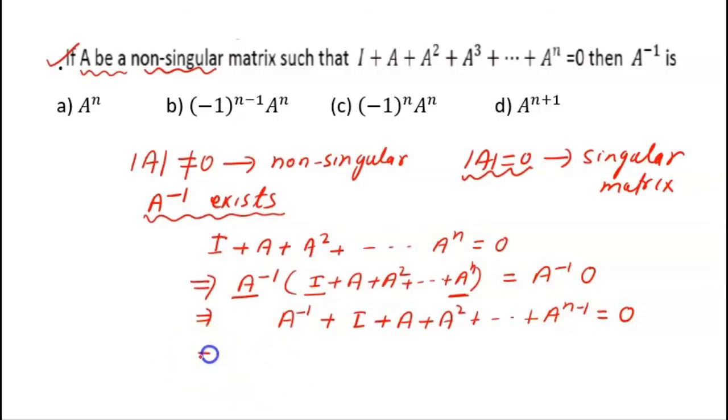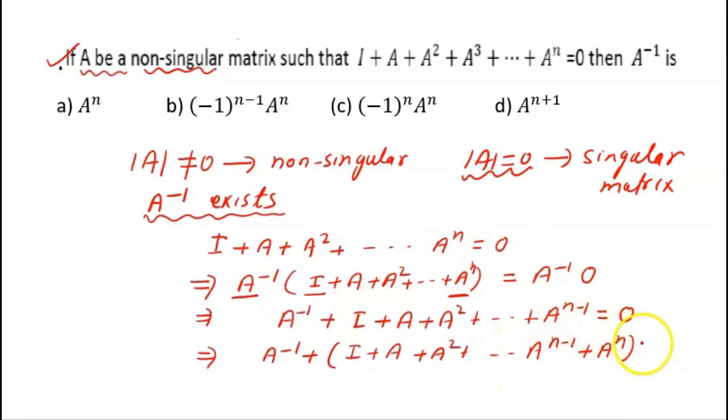Now one thing I hope you all noted, that this expression can be written as A inverse plus the bracket I plus A plus A square up to A to the power n minus 1, and on the left hand side we are adding A to the power n. Since we are adding one extra term on the left hand side, we need to add that term on the right hand side as well. So null matrix plus A to the power n.